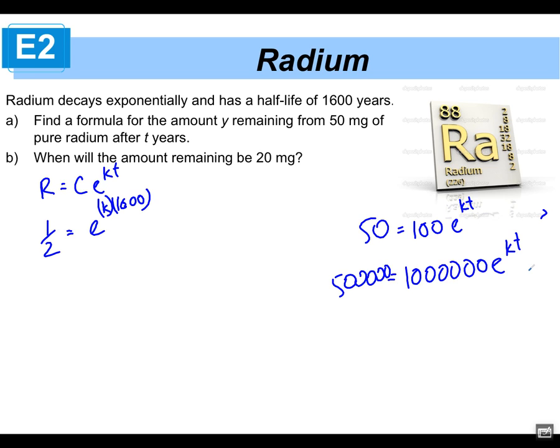Which is why nuclear accidents are kind of a big deal. It takes a long time for some of this stuff to disappear. Okay, what next? Natural log. So natural log of 1/2 is equal to 1,600 k. So k is equal to the natural log of 1/2 divided by 1,600. Go ahead, tell me what that is.